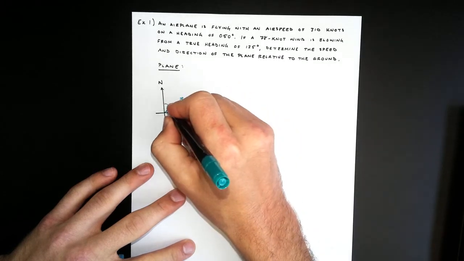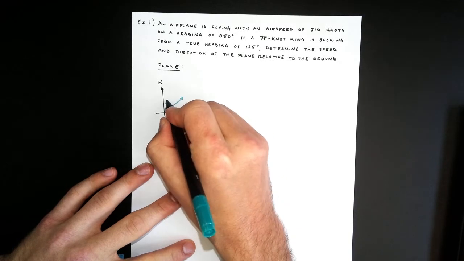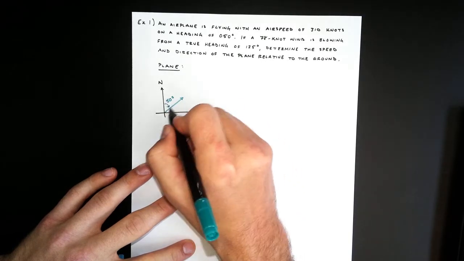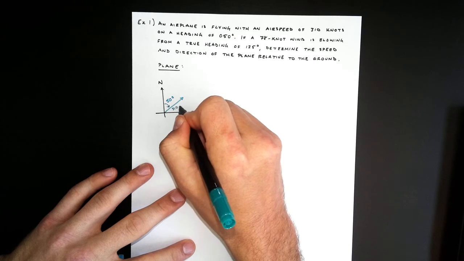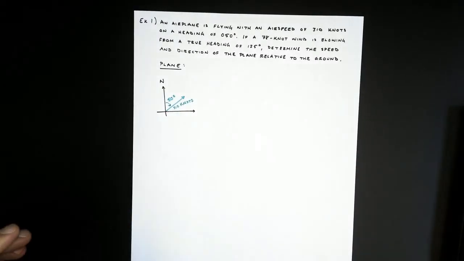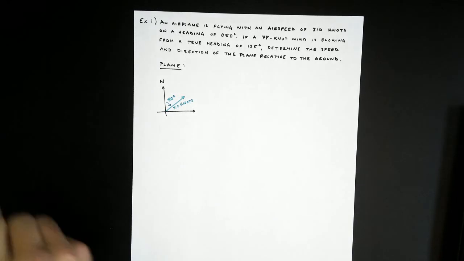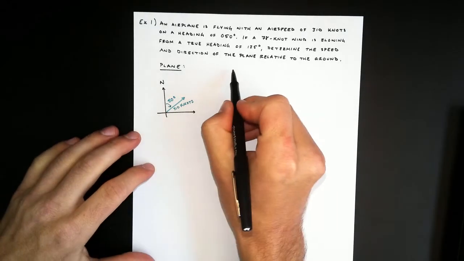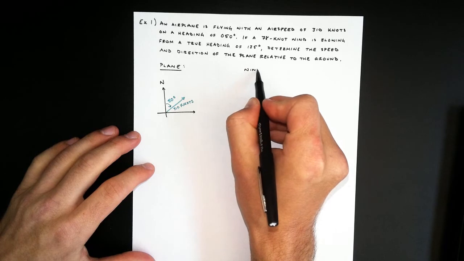So then this angle, this is the 50 degrees. And then the length of this is 310 knots. Okay, so there's a vector that represents the plane. Let's do the same thing for the wind.